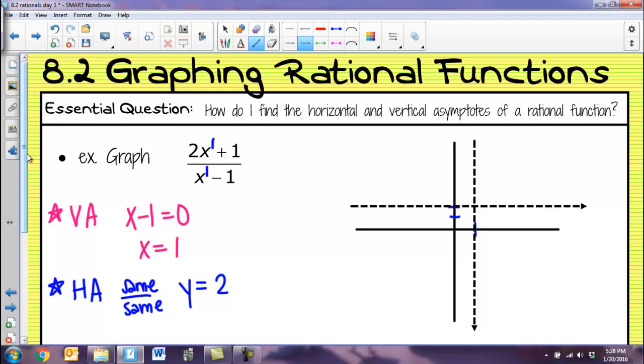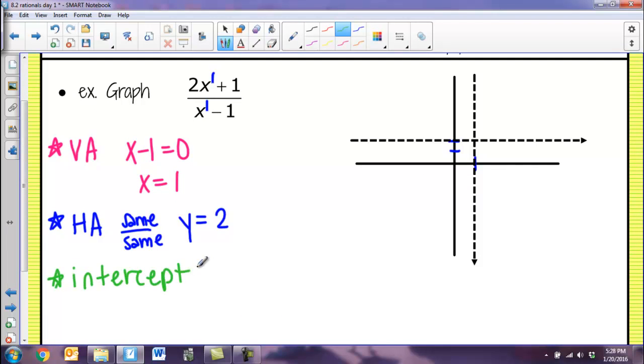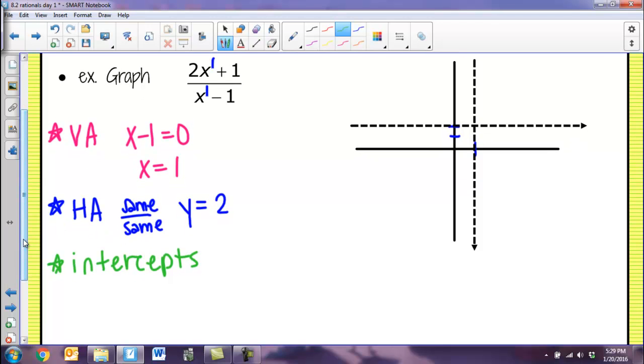Okay, then I'm going to go ahead and look for those intercepts. So when I have my intercepts, to find my x-intercept, I take my top and I set it equal to 0. So I would have 2x plus 1 equal to 0, solve that out, and I would find out that x equals negative 1/2. So at negative 1/2, I am going to cross that x-axis. I'm going to go ahead and put a little dot there. So that was 1/2, here's 1. I'm really not to scale today.